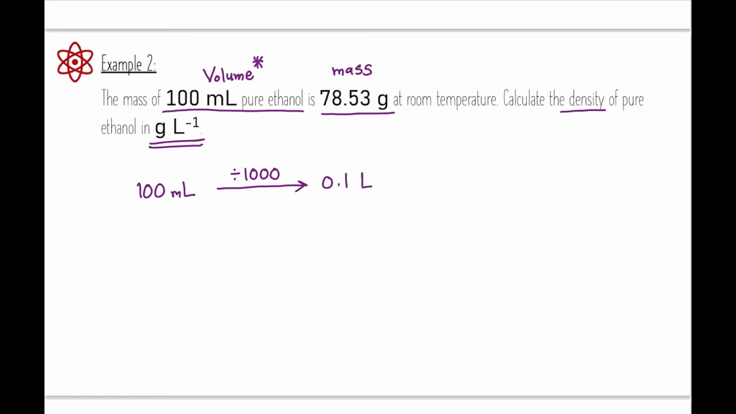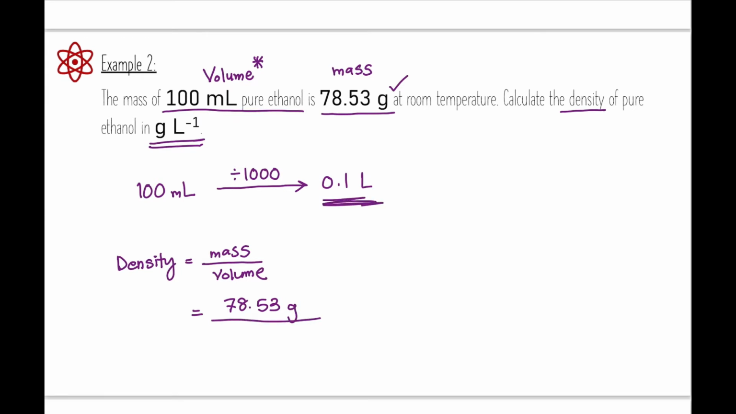Now, we can proceed to calculate the density by using the formula. Density is equals to mass per volume, where the mass is 78.53 gram, and the volume here is 0.1 liter. And we will get the final answer, which is 785.3 gram per liter.